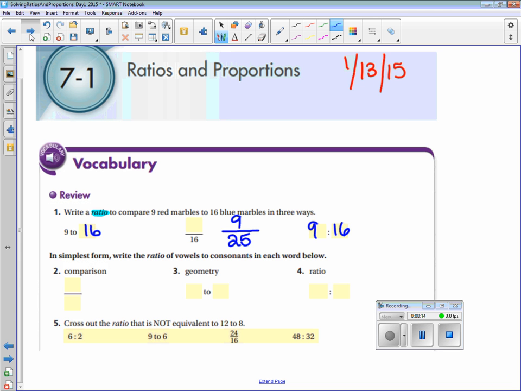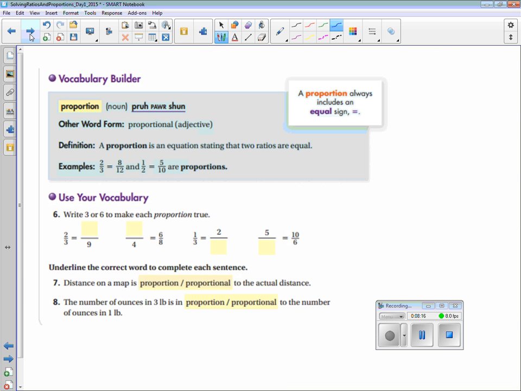So let's talk about what a proportion is. You, again, don't have to write this down yet. I'll tell you when we get there. Proportion is when we have fraction equal fraction. We have equal ratios, okay, that we're looking at, equivalent ratios. Notice that a proportion always includes an equal sign.